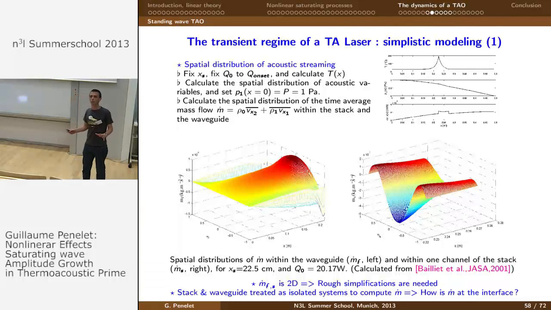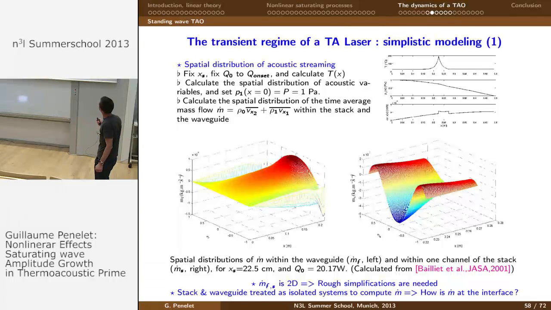So what we can do first is to calculate the spatial distribution of acoustic streaming. So these plots represent the spatial distribution of the streaming mass flow. So this is in one pore of the stack, this is in the waveguide. And we can see clearly that it is at least two-dimensional, and we have a one-dimensional description of the phenomena in our modeling. So we need to make rough simplifications.